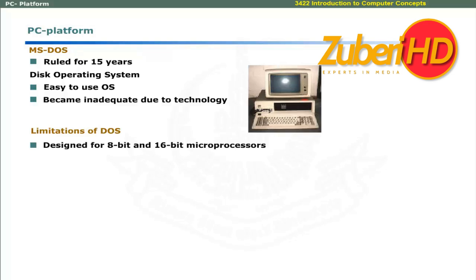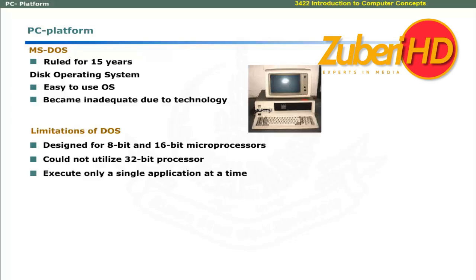It was designed for 8-bit and 16-bit microprocessors. It could not avail the advantages of 32-bit architecture introduced in modern microprocessors. It could execute only a single application at a time. It supported only one user and single processor.